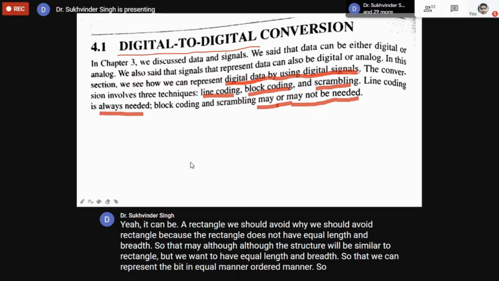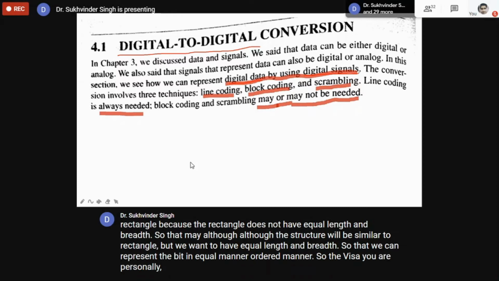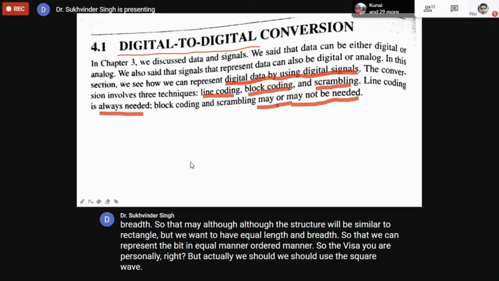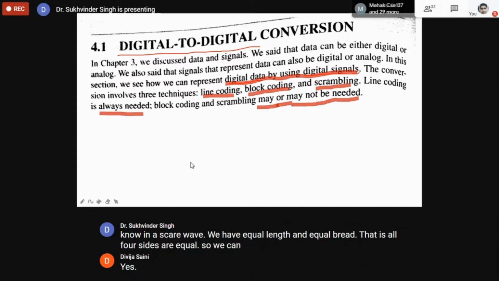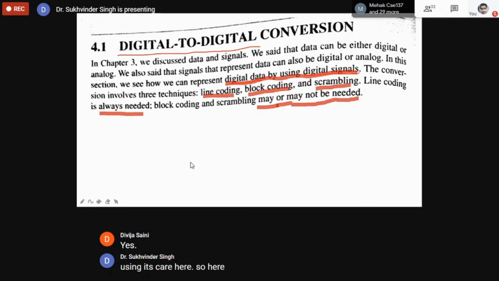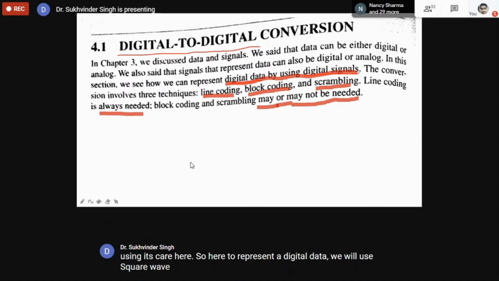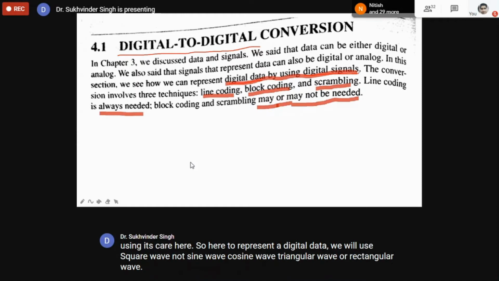So Divija, you are partially right, but actually we should use the square wave. In a square wave we have equal length and equal breadth, that is, all four sides are equal. So we can represent zeros and ones using a square wave. To represent digital data, we will use a square wave, not a sine wave, cosine wave, triangular wave, or rectangular wave. Okay?